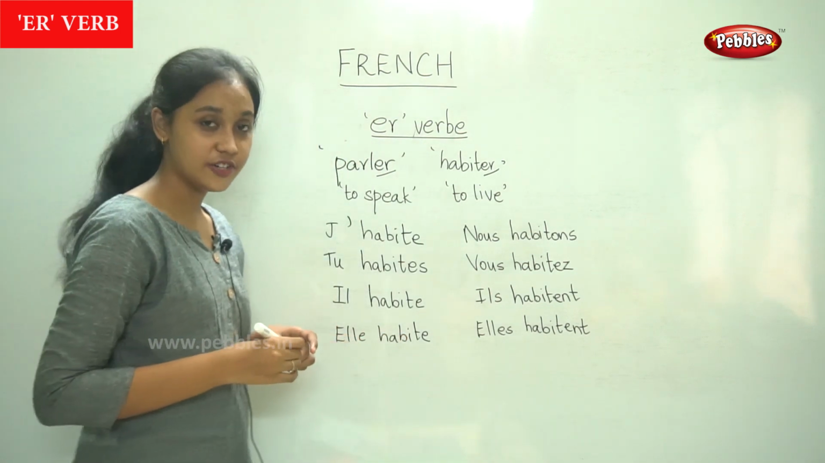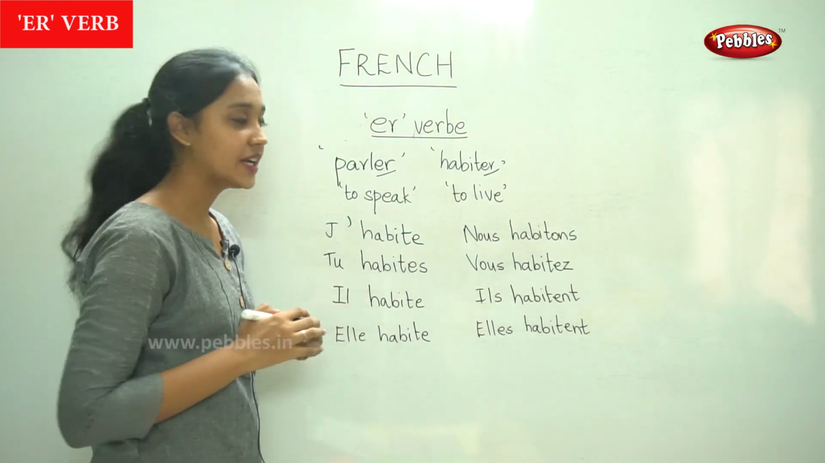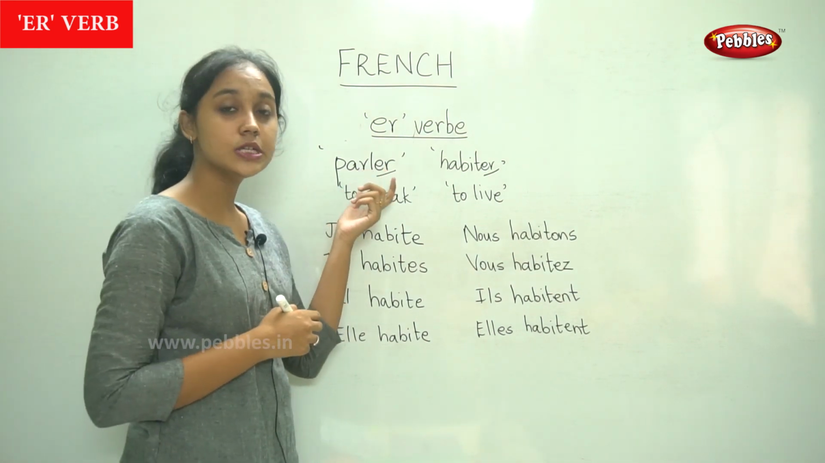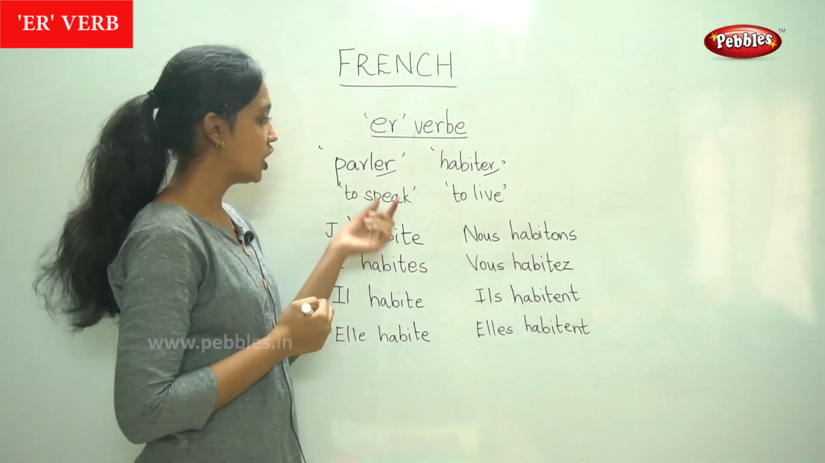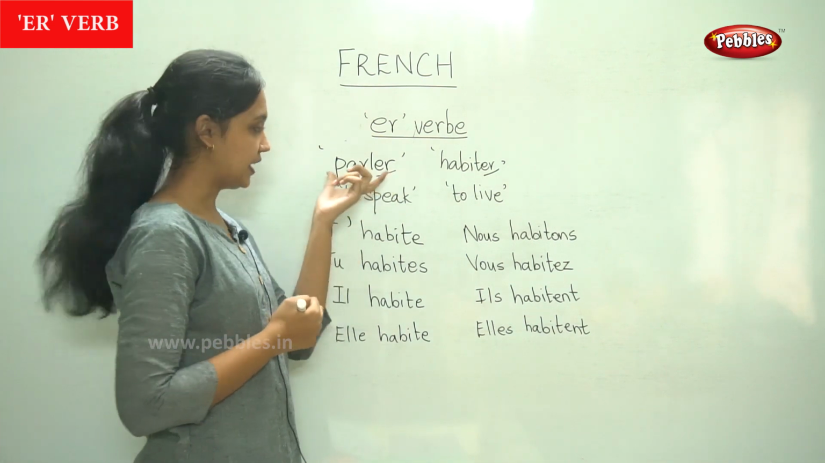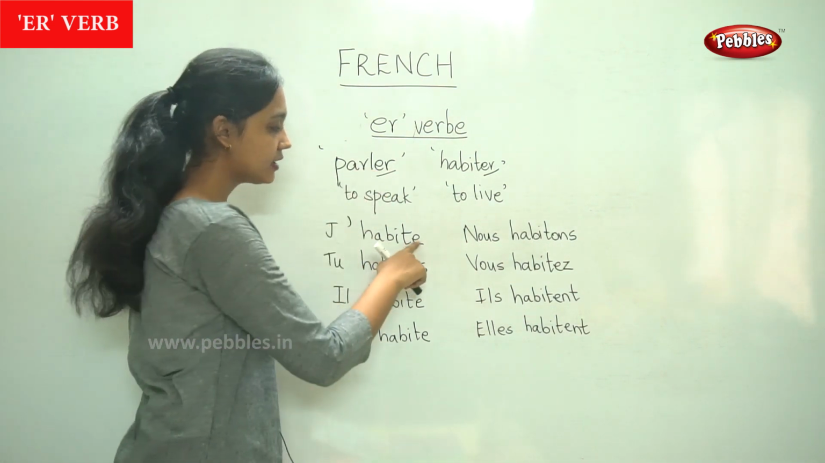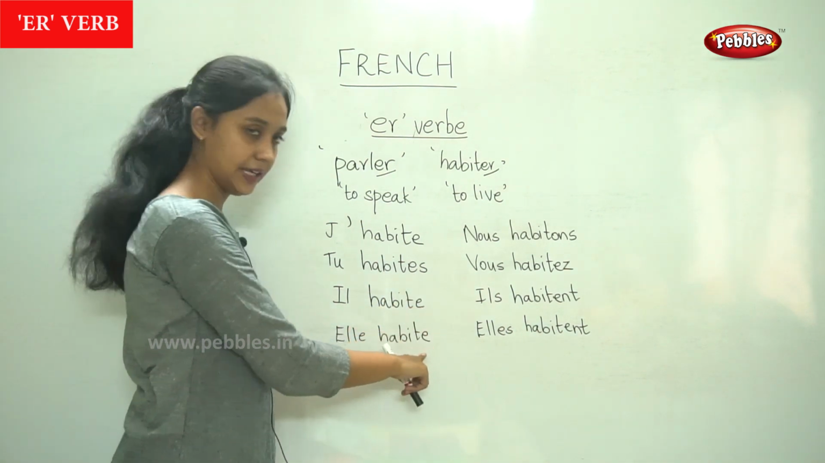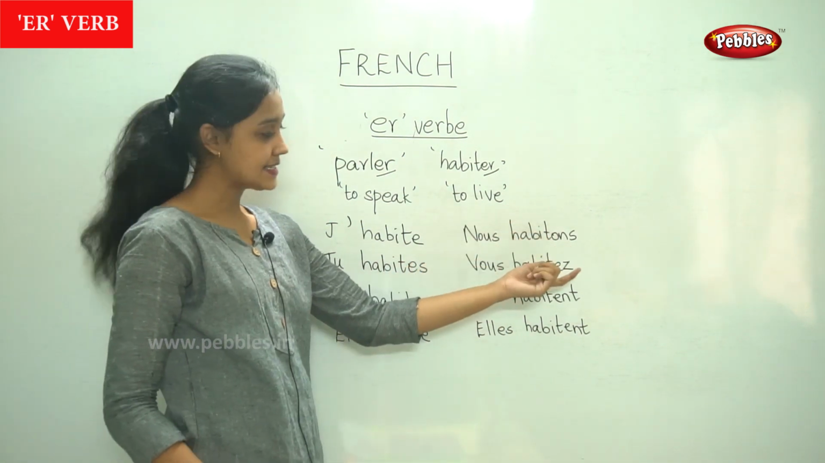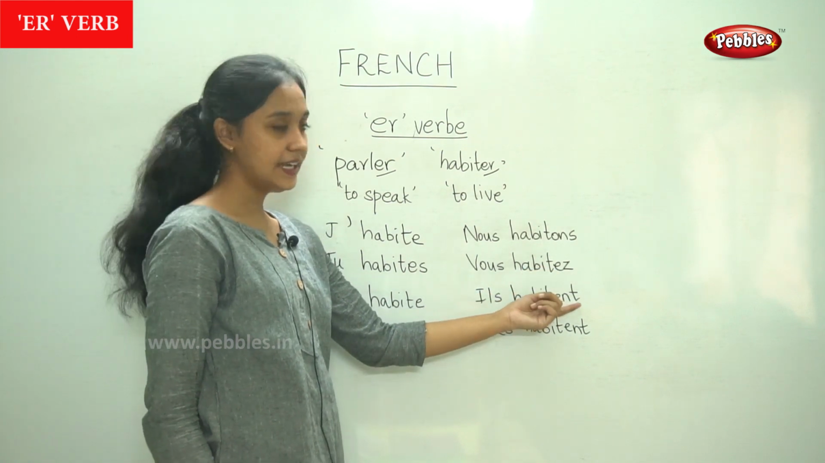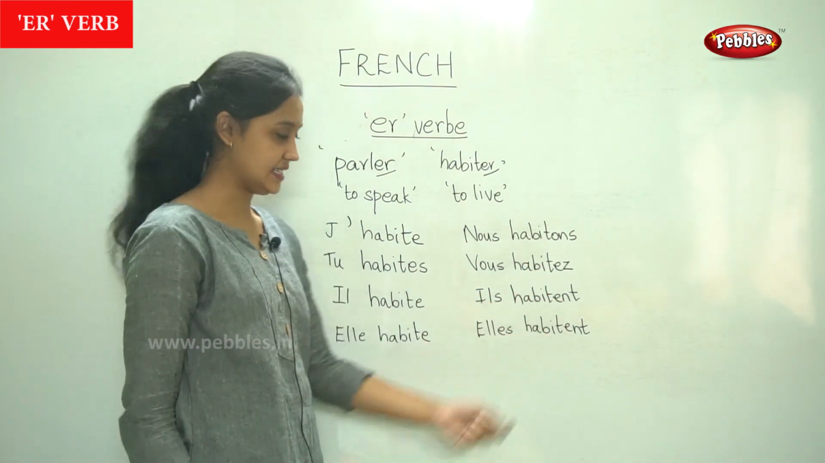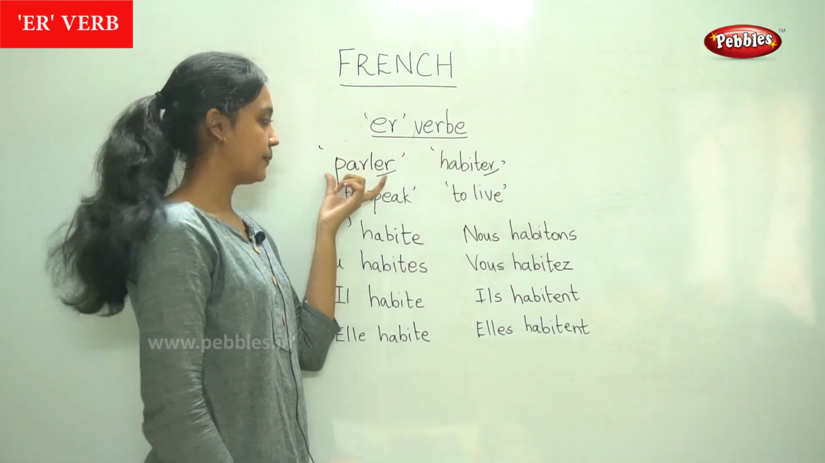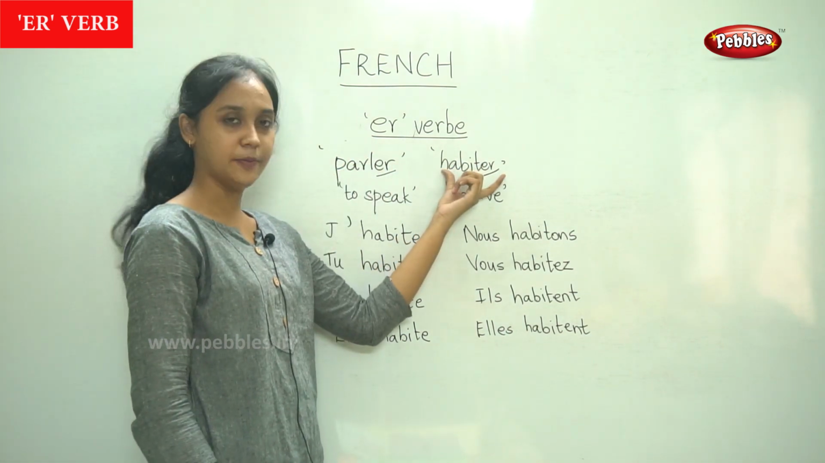So did you get it all right? We conjugated the ER verbs. So what are the rules to conjugate the ER verbs? We will remove ER from the infinitive and add E, ES, E, ONS, EZ, ENT and ENT. So we learnt two verbs today, parler and habiter.